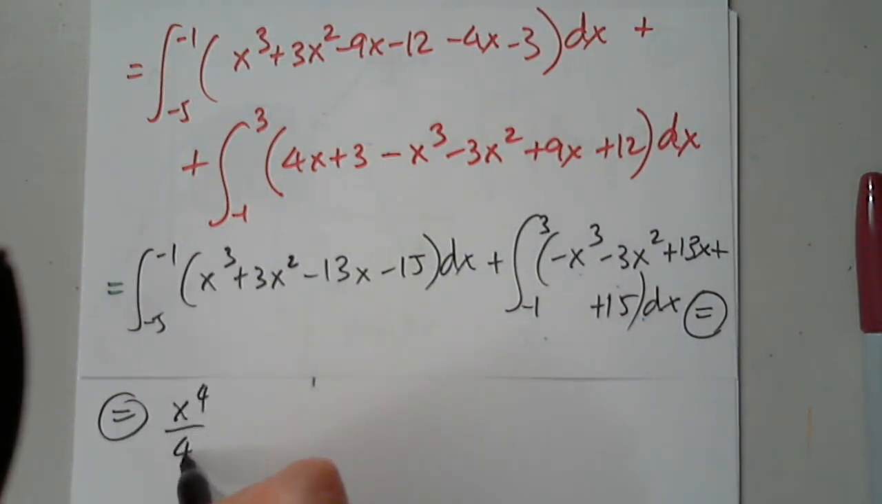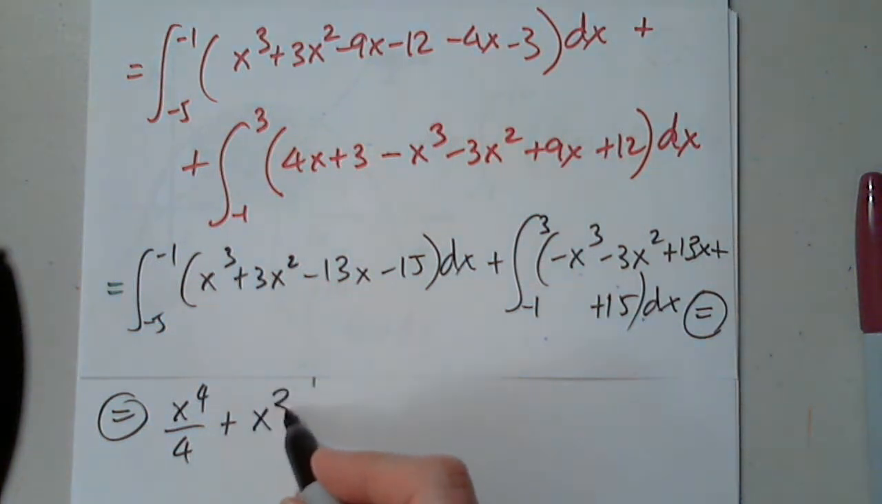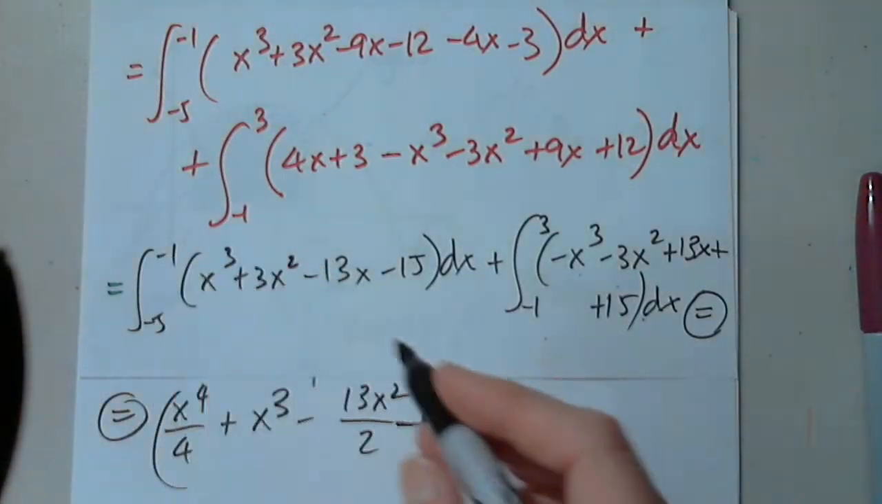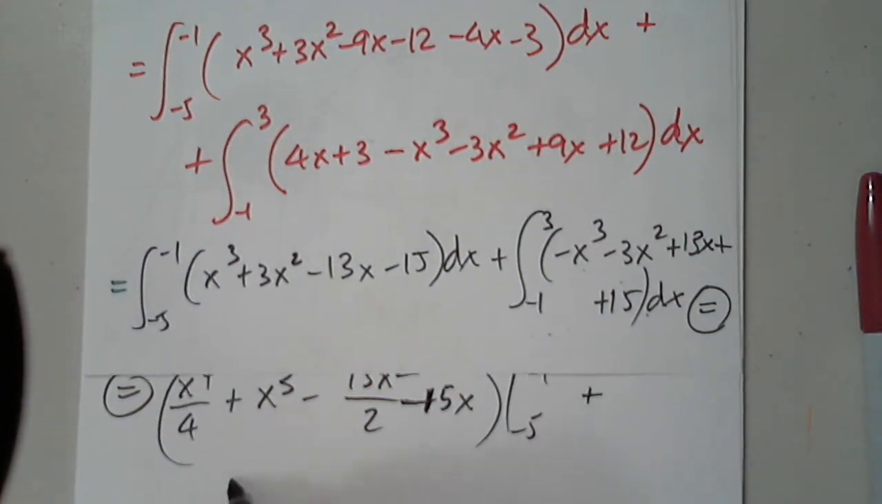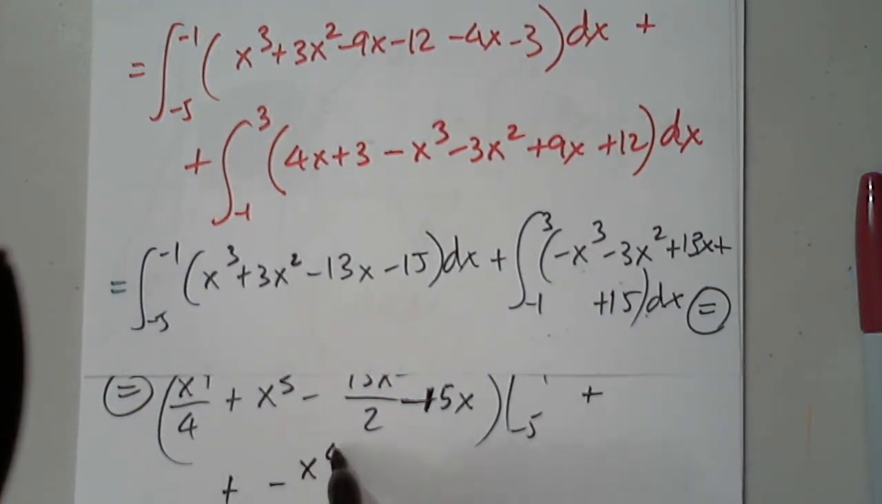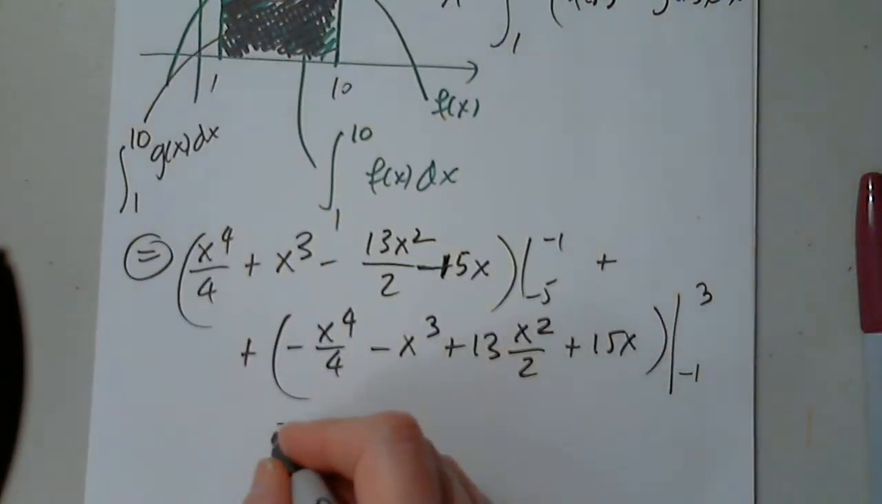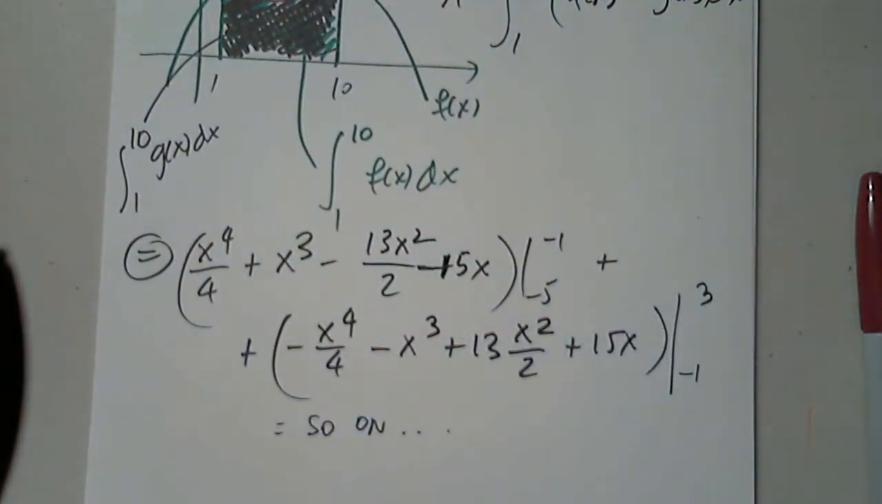So x to the fourth over 4 plus 3x cubed over 3 minus 13x squared over 2 minus 15x, from -5 to -1, and then plus negative x to the fourth over 4 minus 3x cubed over 3 plus 13x squared over 2 plus 15x, evaluated from -1 to 3. With your permission, I'm just going to say so on and so forth, because we have to get a number.